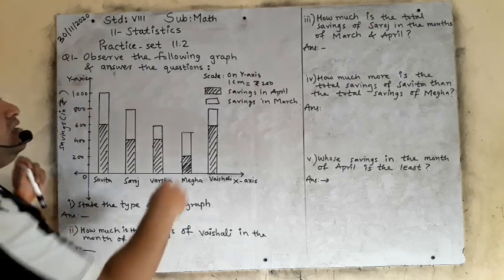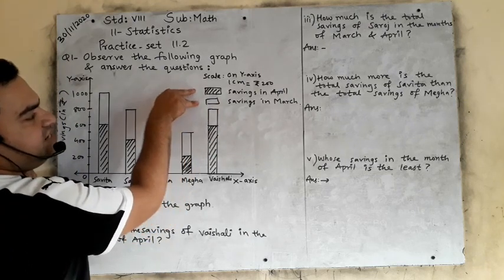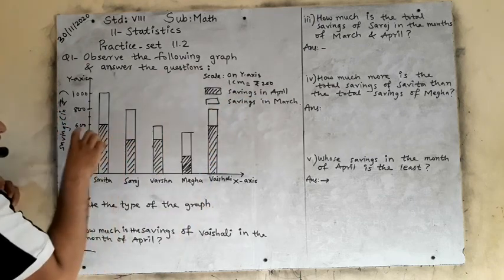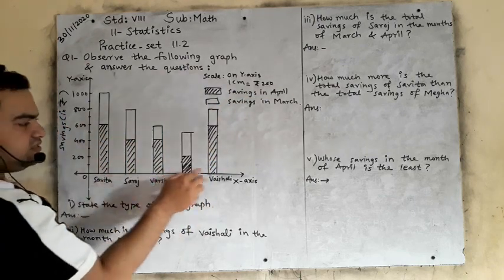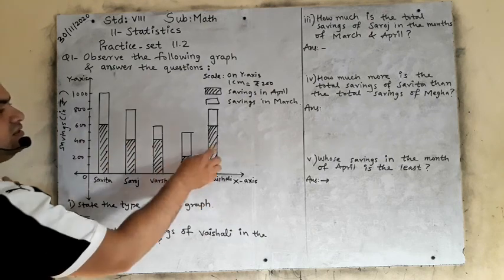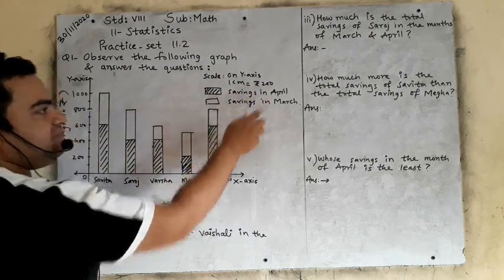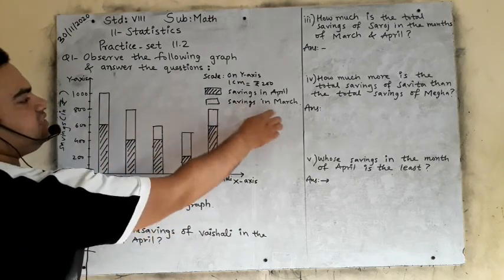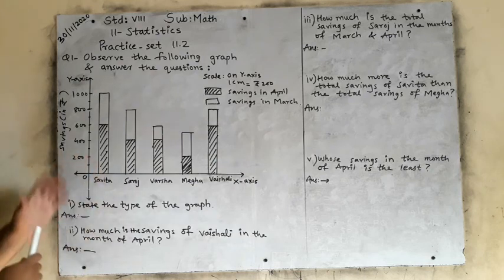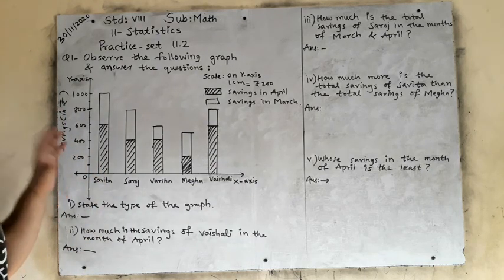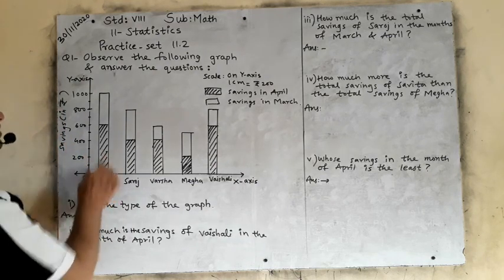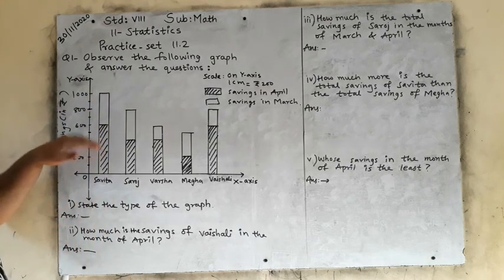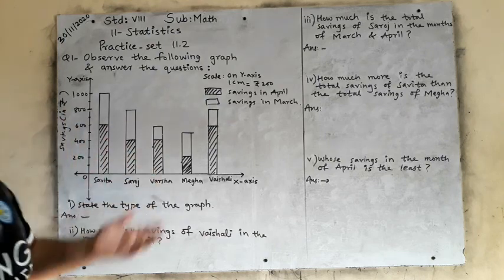See here, two different shades are given. One shade is showing the savings in April. This cross-lines shaded part is showing the savings in April, and the empty part is showing the savings in March. So this is a subdivided bar graph. Why is it a subdivided bar graph? Because a single bar is divided into two different shades. One is dark, one is empty. So this is a subdivided bar graph.